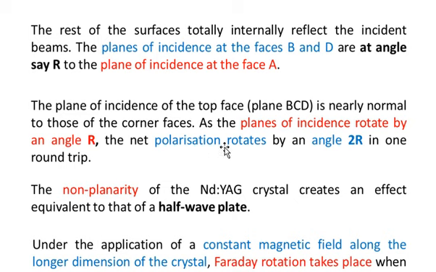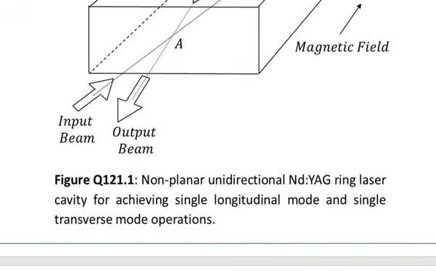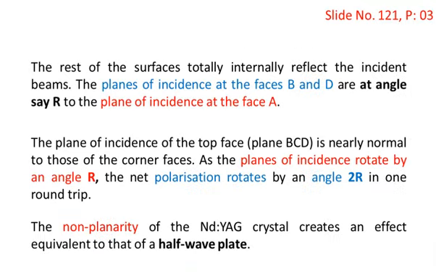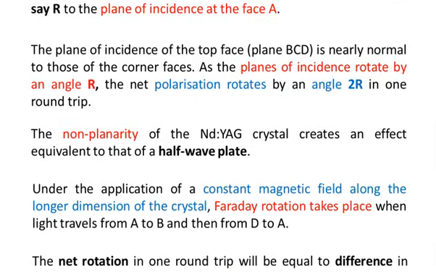So this Nd:YAG ring resonator is actually also acting as a polarization rotator. It will rotate the polarization by an angle 2R, if capital R is the angle with, for example, one of the fast axes of the crystal.